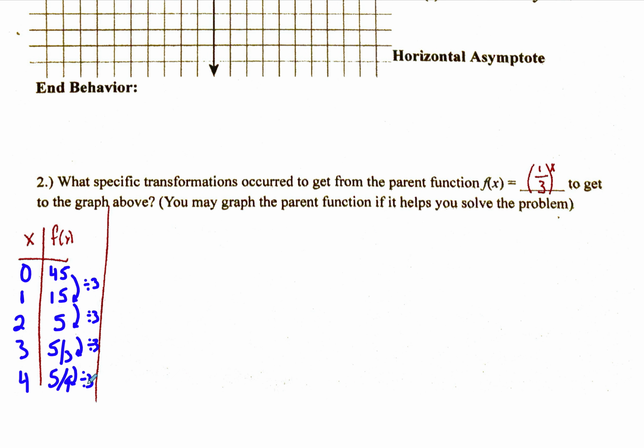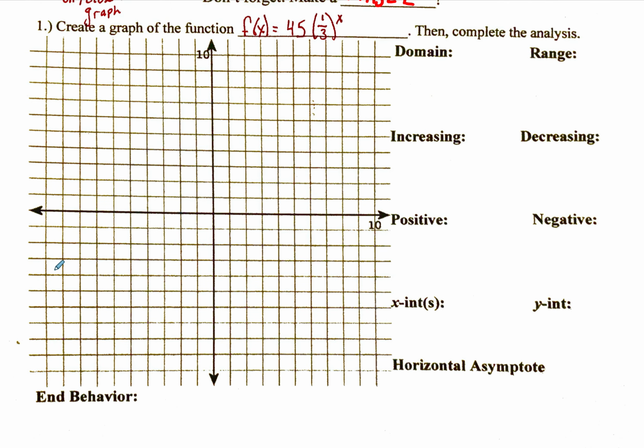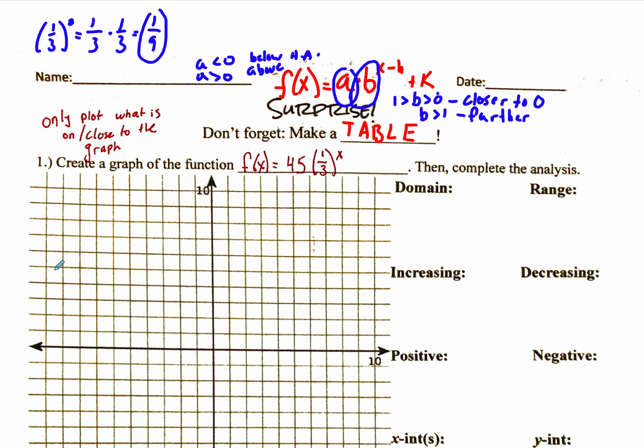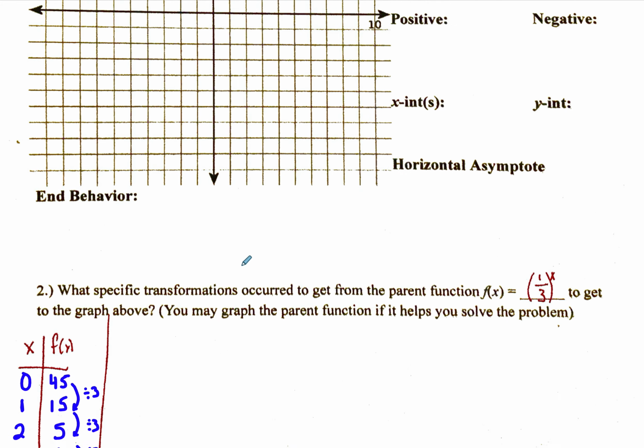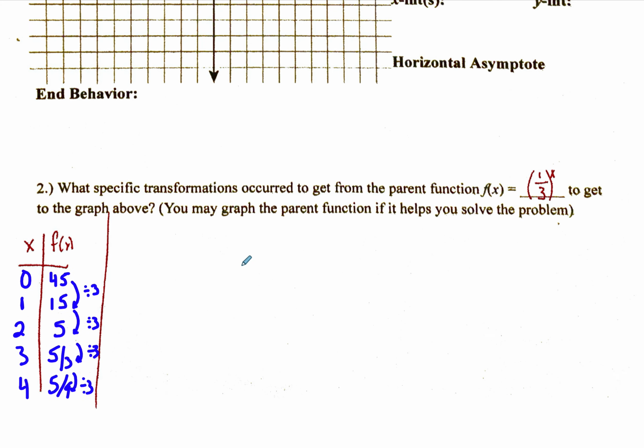Now I need to take a look at some negative numbers. But I note that if I'm at 0, I'm already off the graph, so I'm not going to actually need to do those. So my points were (0, 45), which will not fit, (1, 15), which will not fit. Okay, then I had (2, 5).